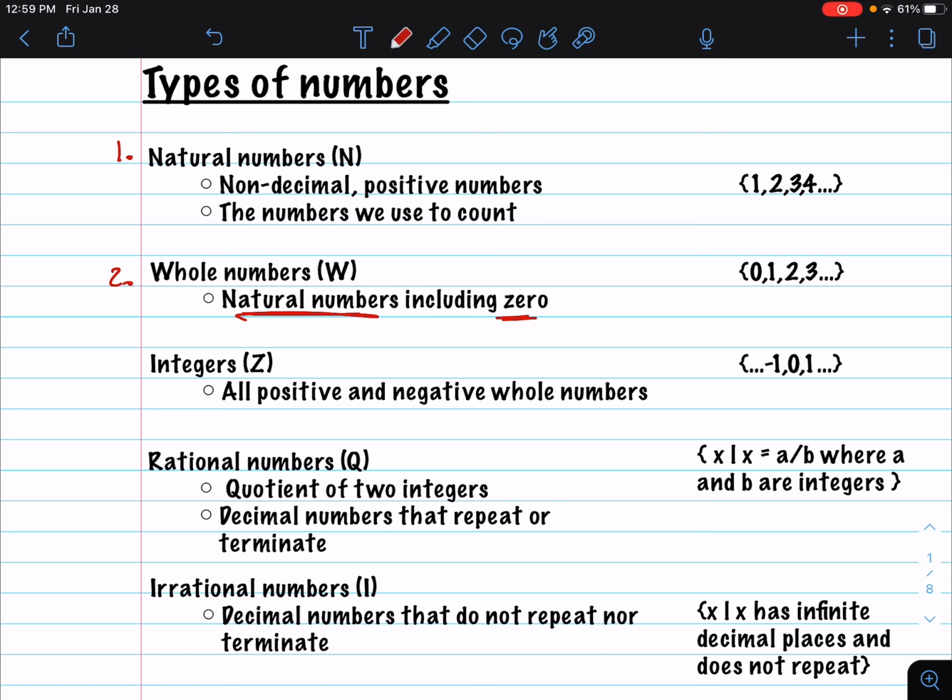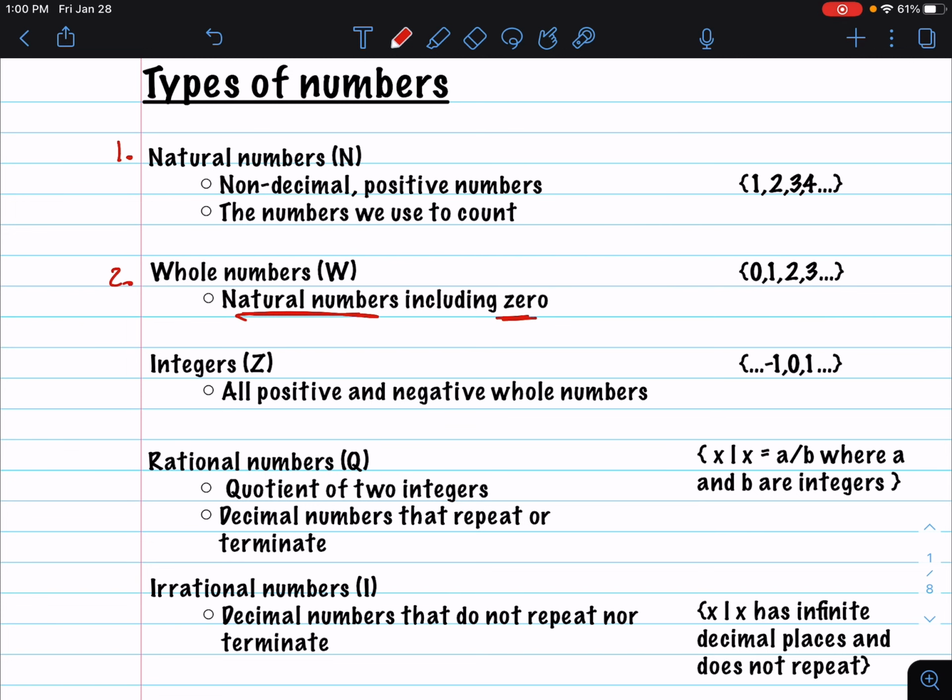So let's take a moment to compare whole numbers and natural numbers. And we'll do that by picking a number. We'll pick 1. 1 is a natural number, and 1 is a whole number. And what about 0? 0 is not a natural number. It's not included in the set of natural numbers. And 0 is a whole number because it's included in the set of whole numbers.